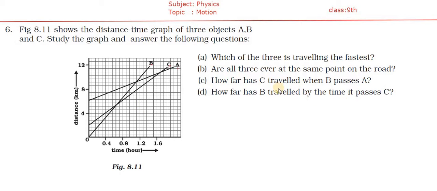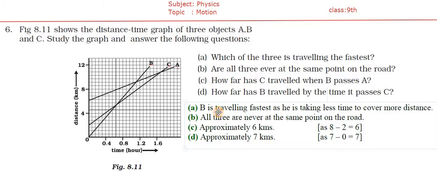And the next one: how far has C traveled when B passes A? So this is one of the questions. You need to see here, just look into this graph. This is the distance, 4 meters. This is 8 meters. In between, we are not able to tell the exact number, but we can say approximately. So it is around 6 meters, like that. So for the answer, all of you write the answer like this.